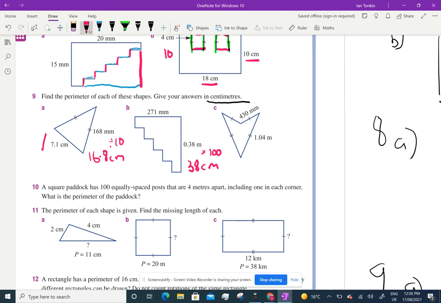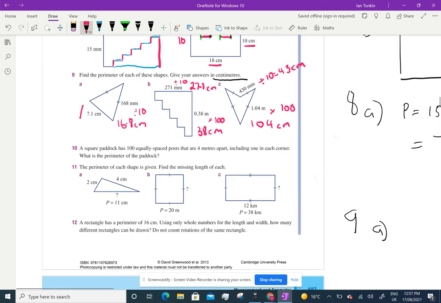This is in millimetres, so I have to divide by 10, which gives me 27.1. Here, this is in metres, times by 100. So that's 104 centimetres. All these units are now in centimetres. That's in millimetres. I've got to divide by 10. So that's 43 centimetres. Once I've got everything in centimetres, now it's easy and I can add them up.